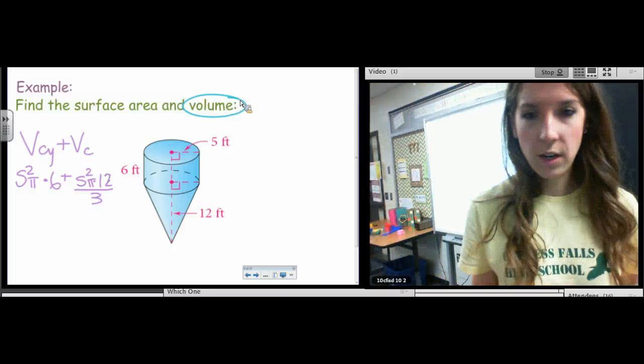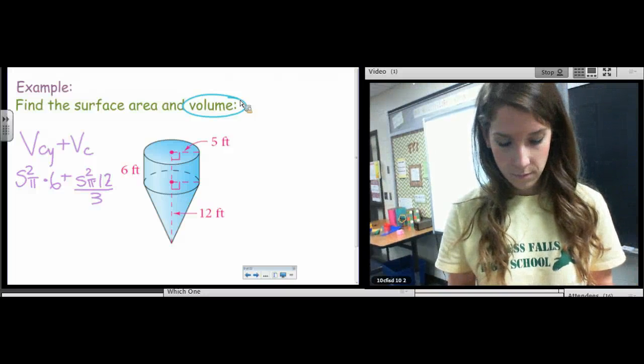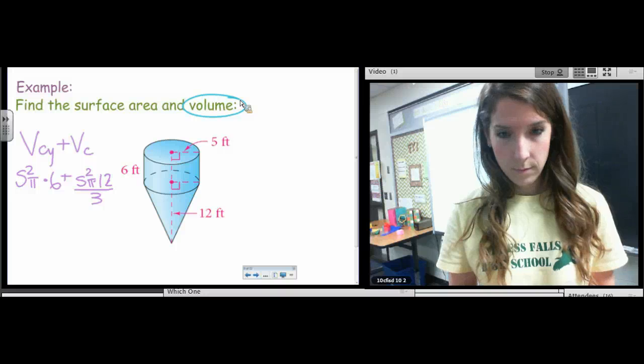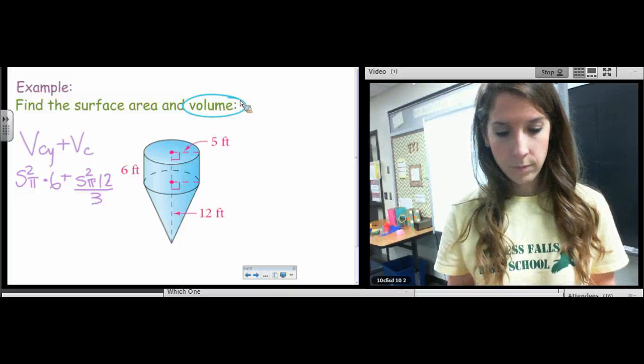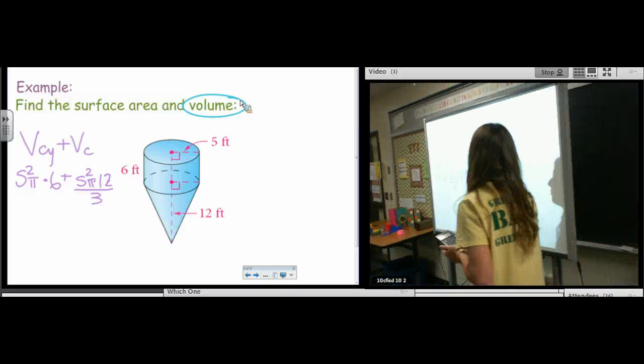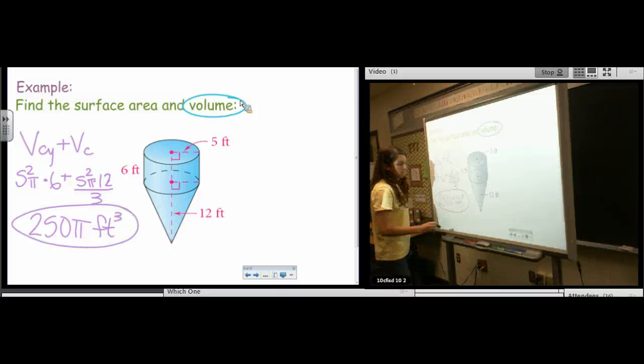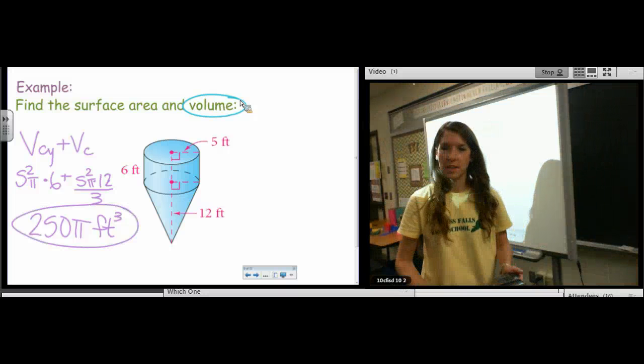So type your answer in what you got for the volume. Who's going to type it first? Albert wins! So that was really not so bad. No complaining necessary. 250 pi cubic feet. Not allowed to complain about that.